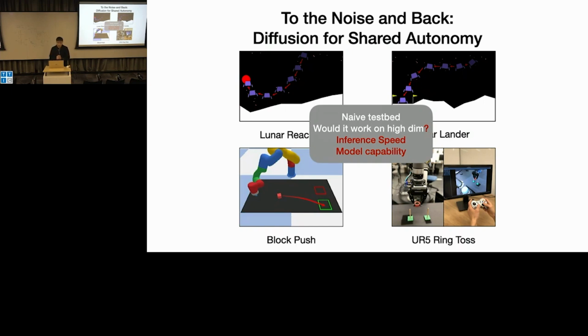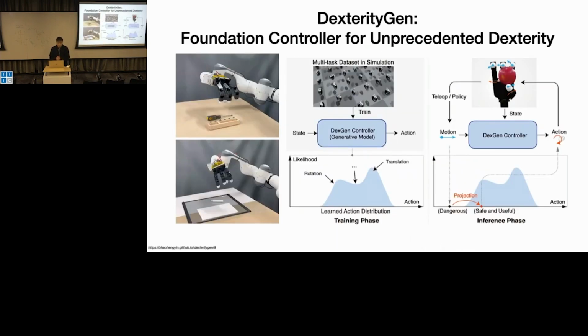To work on the high dimensional task, you need to guarantee your inference speed, which means if you want to do real-time assistance, your inference speed needs to be very high. And whether the diffusion model has the capability to deal with a high precision task is still another unknown for us. Another related work is called DexGen.